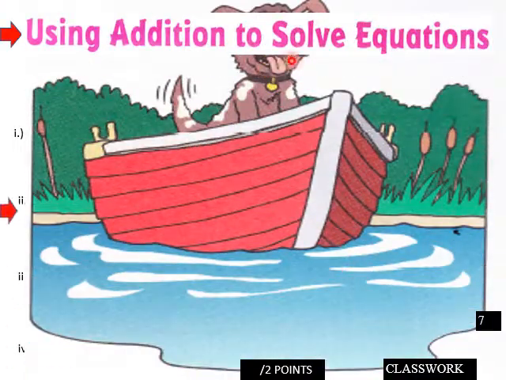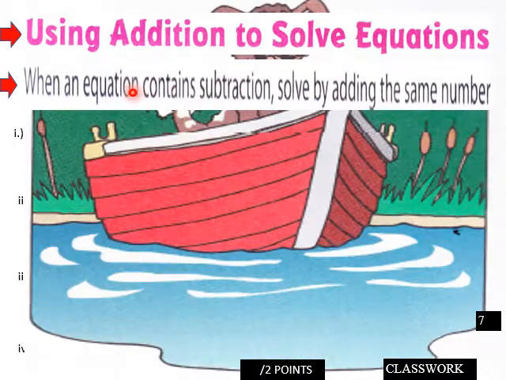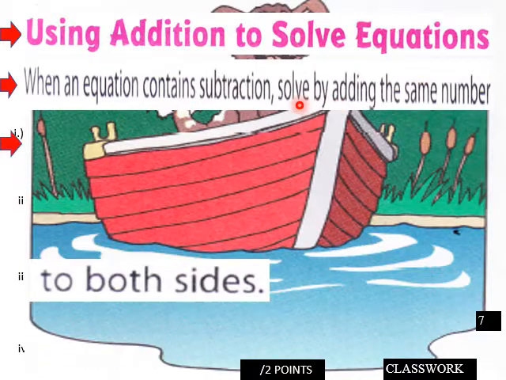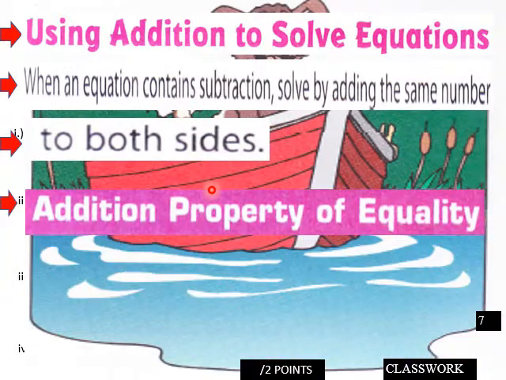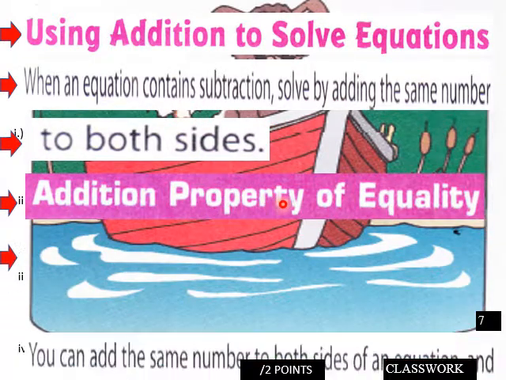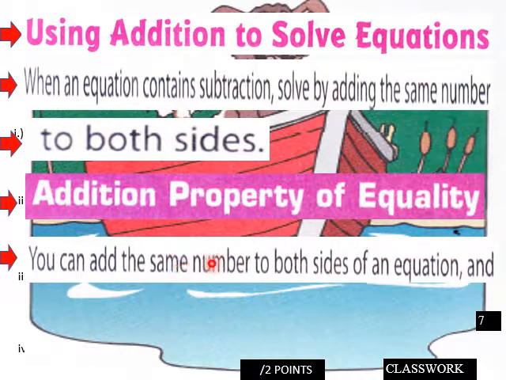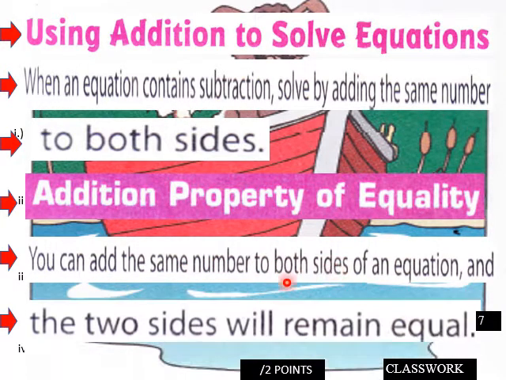Using addition to solve equations. When an equation contains subtraction, solve by adding the same number to both sides. So the addition property of equality: you can add the same number to both sides of an equation and the two sides will remain equal. As long as you add the same number to both sides of an equation, the two sides will remain equal. You can still have an equal sign.